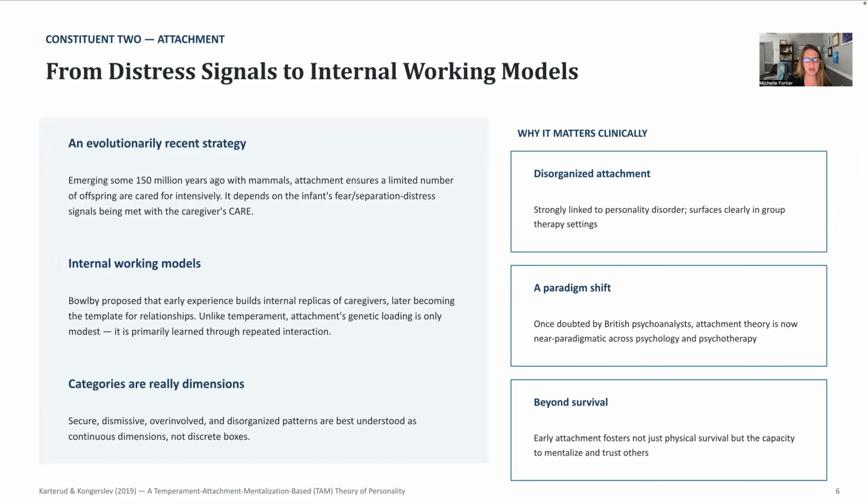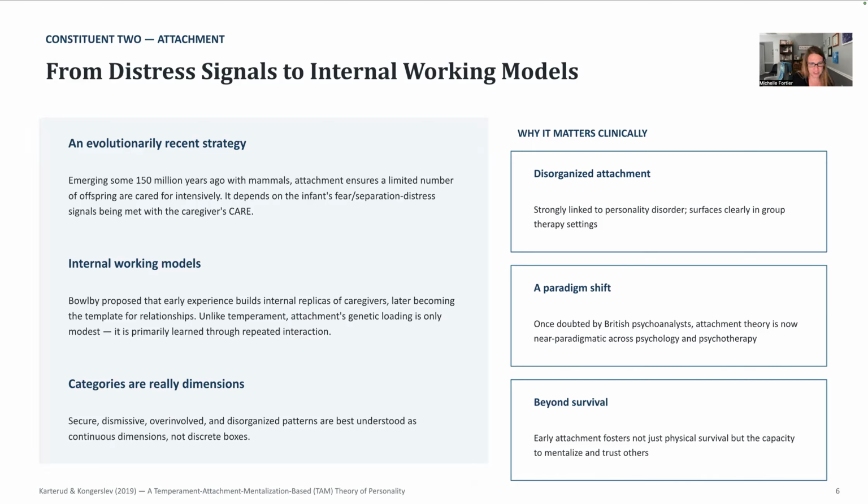The internal working models boldly propose that early experience builds internal replicas of caregivers, later becoming the template for relationships. Unlike temperament, attachment's genetic loading is only modest. So attachment is not necessarily genetic, although there does seem to be a little bit of that. And that makes sense to me considering the oxytocin and the desire for separation distress.